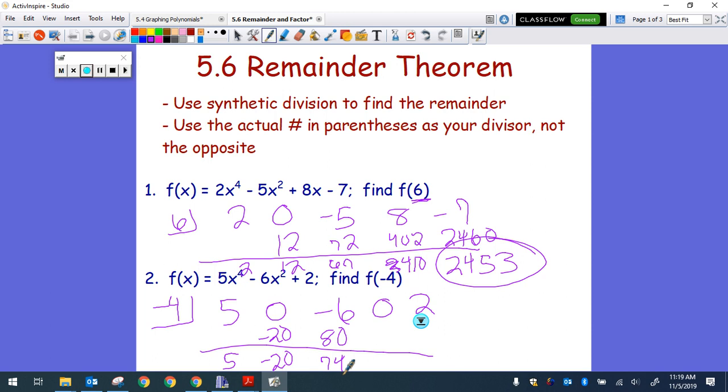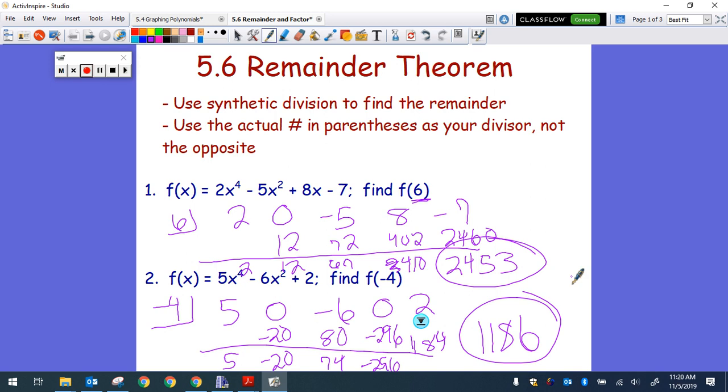74 times -4 is -296. Add those, you get -296 times -4 is 1,184. Add 2 and you get 1,186.